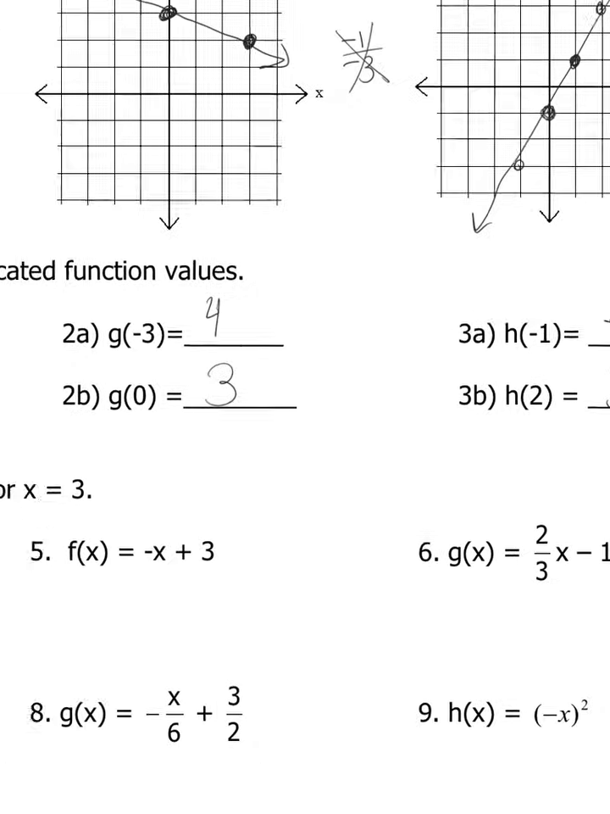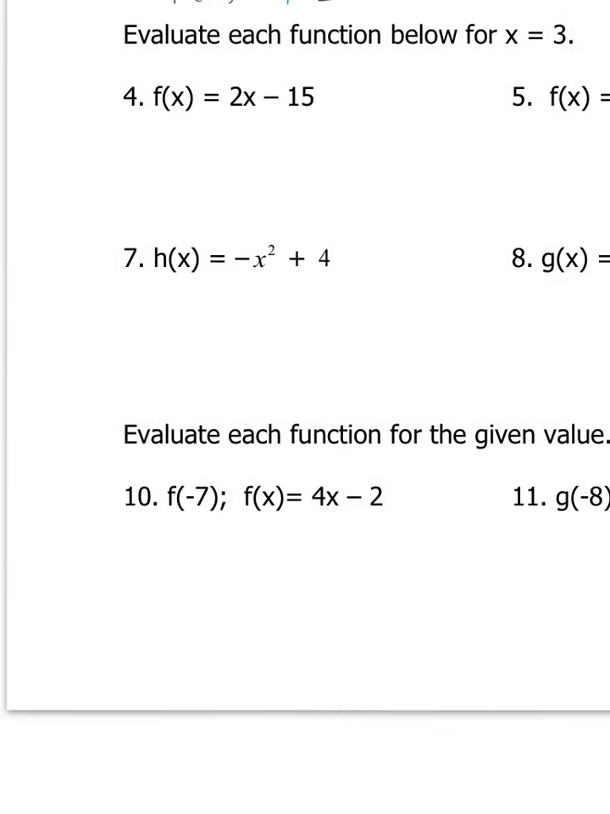For the next one, we're just using our function notation to plug these values in. So we're going to plug in 3 into all of these functions. So the first one, I'm going to take f, and I'm going to plug in 3. So everywhere I see an x, I'm going to write a 3 instead. So for this first part, 2 times 3, that's going to give me 6. I have 6 minus 15. So f of 3 is going to be -9.